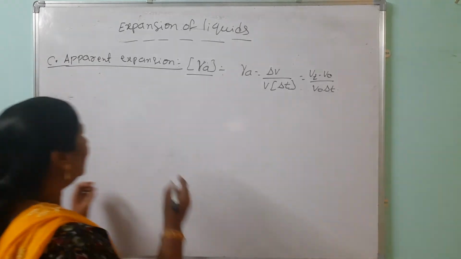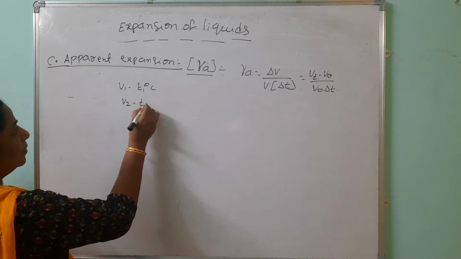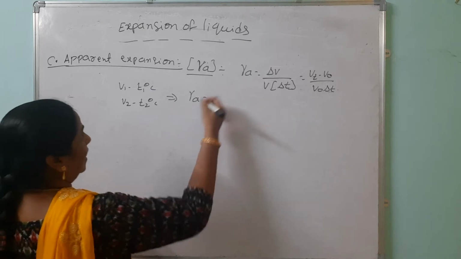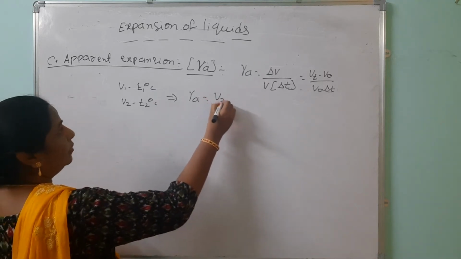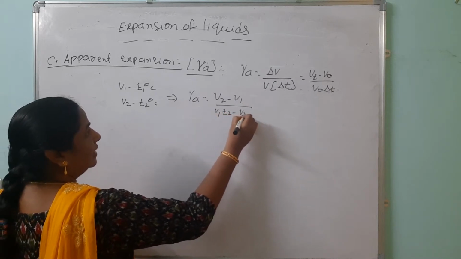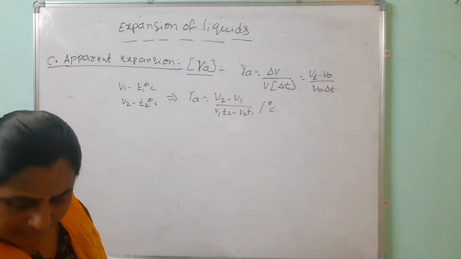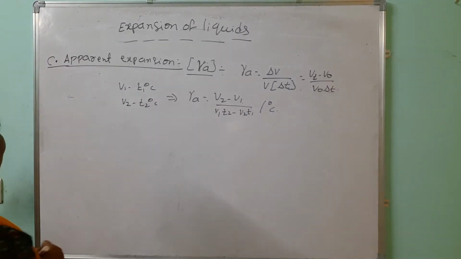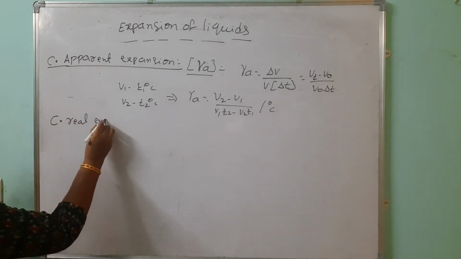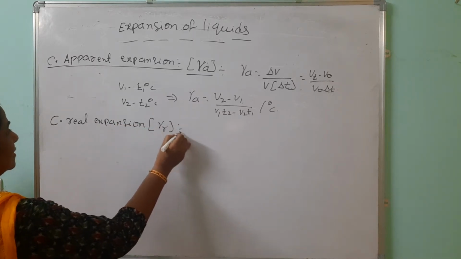Suppose V1 is the volume at T1 degree centigrade, and V2 is the volume at T2 degree centigrade. In this case, gamma A, the apparent expansion, equals V2 minus V1 by V1 T2 minus V2 T1. The unit is per degree centigrade, or per degree Kelvin also. Then what is the coefficient of real expansion? The coefficient of real expansion is represented by gamma R. It means we take only the real expansion.